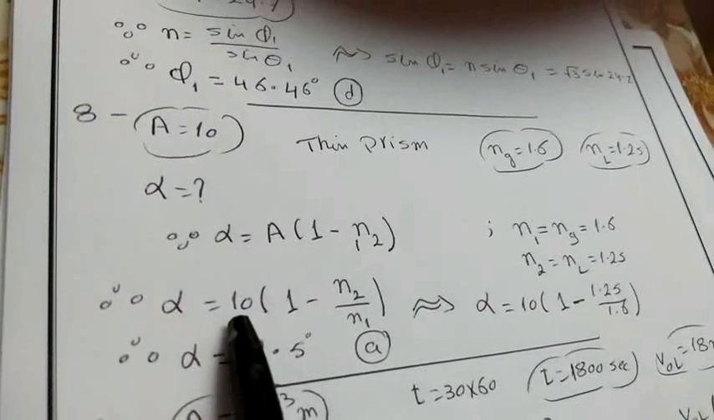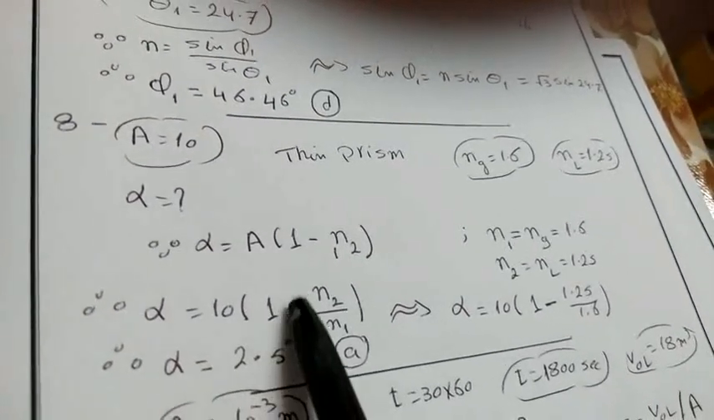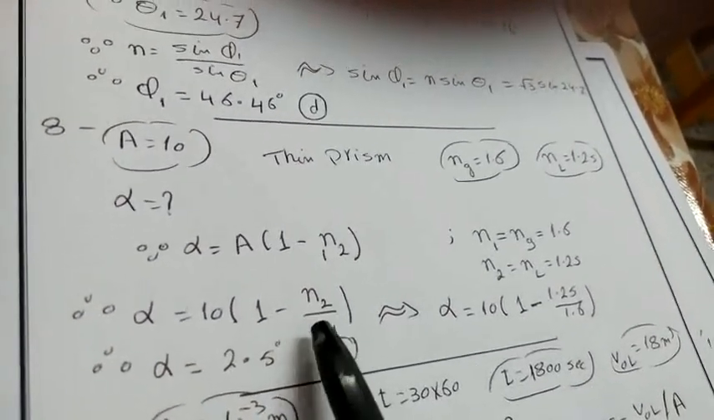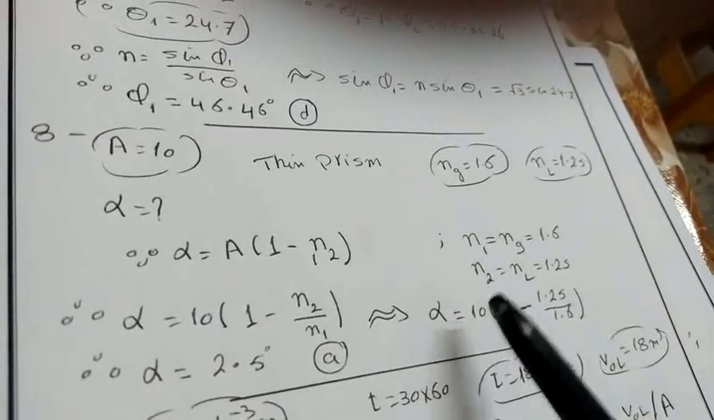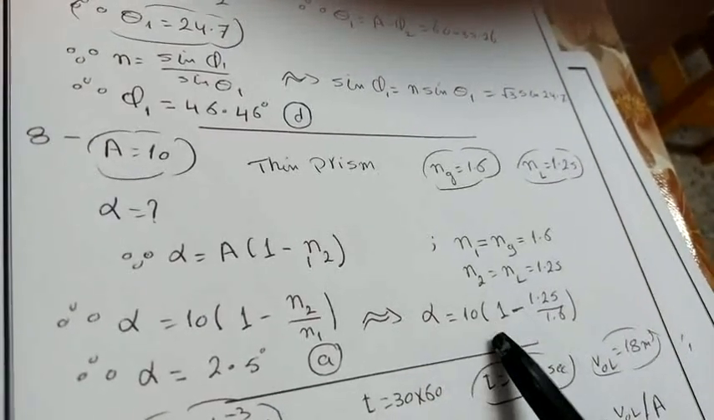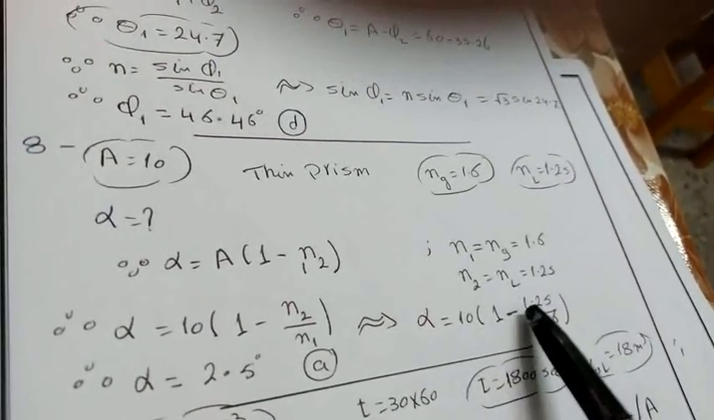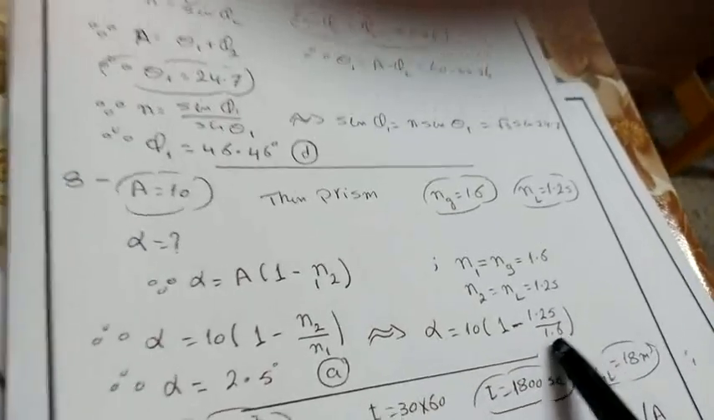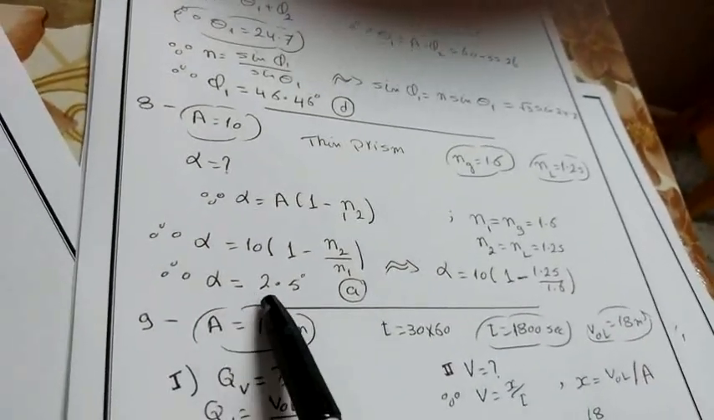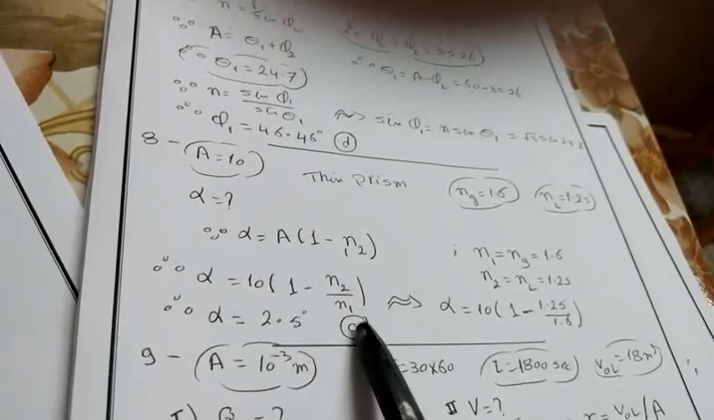So angle of deviation will be equal to 10 bracket 1 minus N2 over N1. So angle of deviation will be equal to 10 brackets 1 minus 1.25 over 1.6. So angle of deviation will be equal to 2.5, which is answer number A.